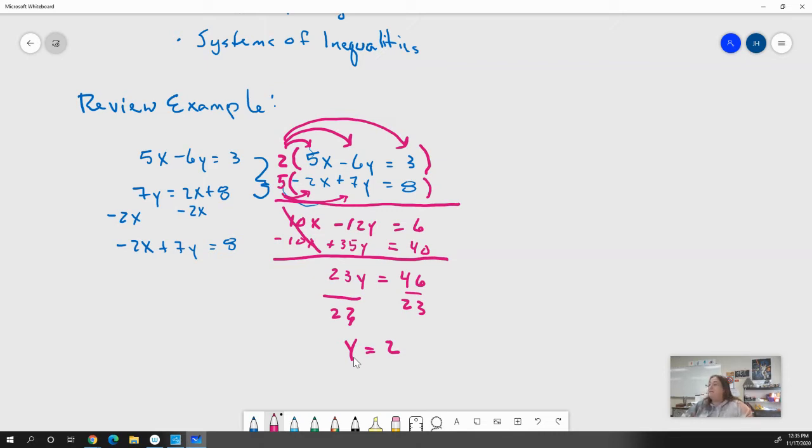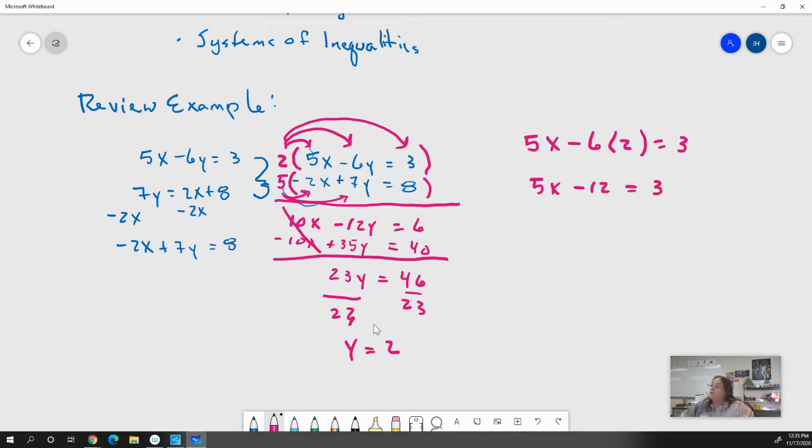So let's take the top one right here. We've got 5x minus 6y. Well, we know that y equals 2. So I could just plug it in where the y was, equals 3. And we can go ahead and solve this and figure out what our x value is. So I've got 5x minus 12 equals 3.